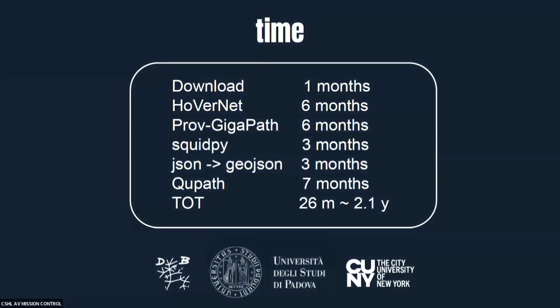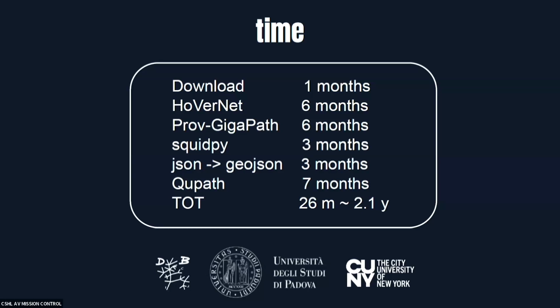And that's funny, I think, because of the time that we spent on all this stuff. For the download, it takes like 1 month. For OverNet, 6 months. For Prov-GigaPath, we should take 6 months; we are running it now. For SquidPy, 3 months. For converting GeoJSON to GeoJSON, 3 months. And for QuPath, we are thinking about 7 months. So the total amount of time should be like 26 months. So it's like 2 years.